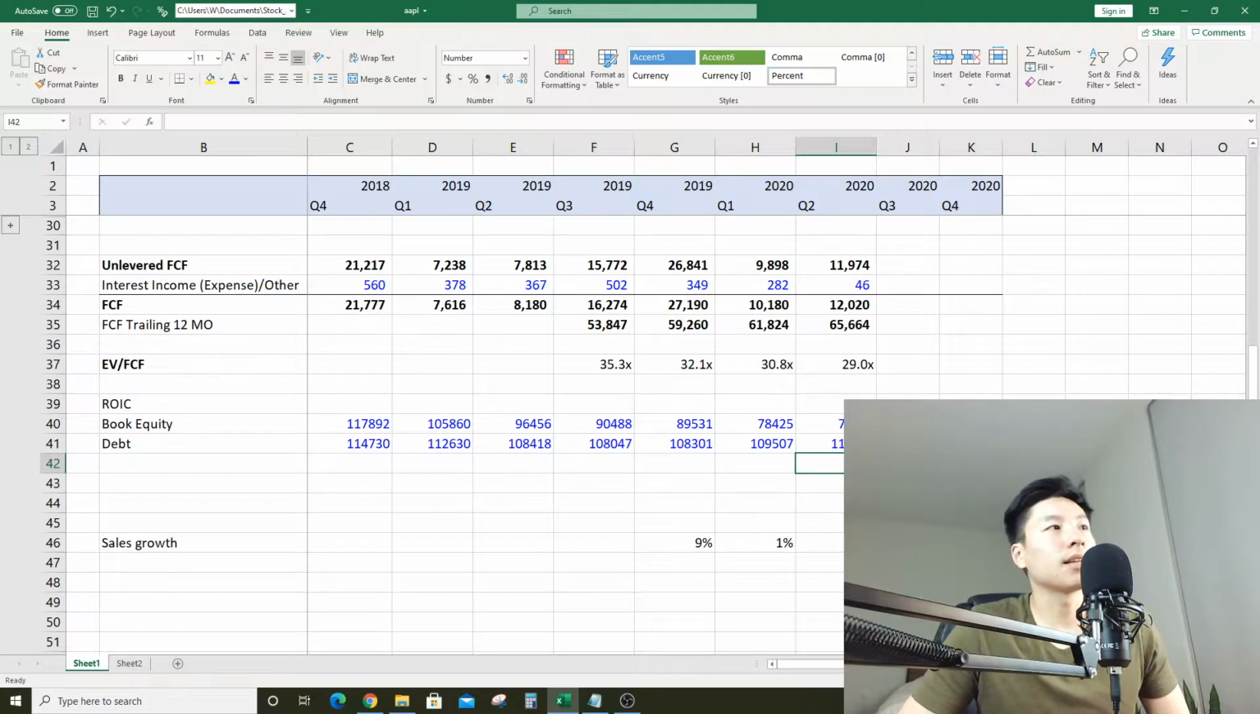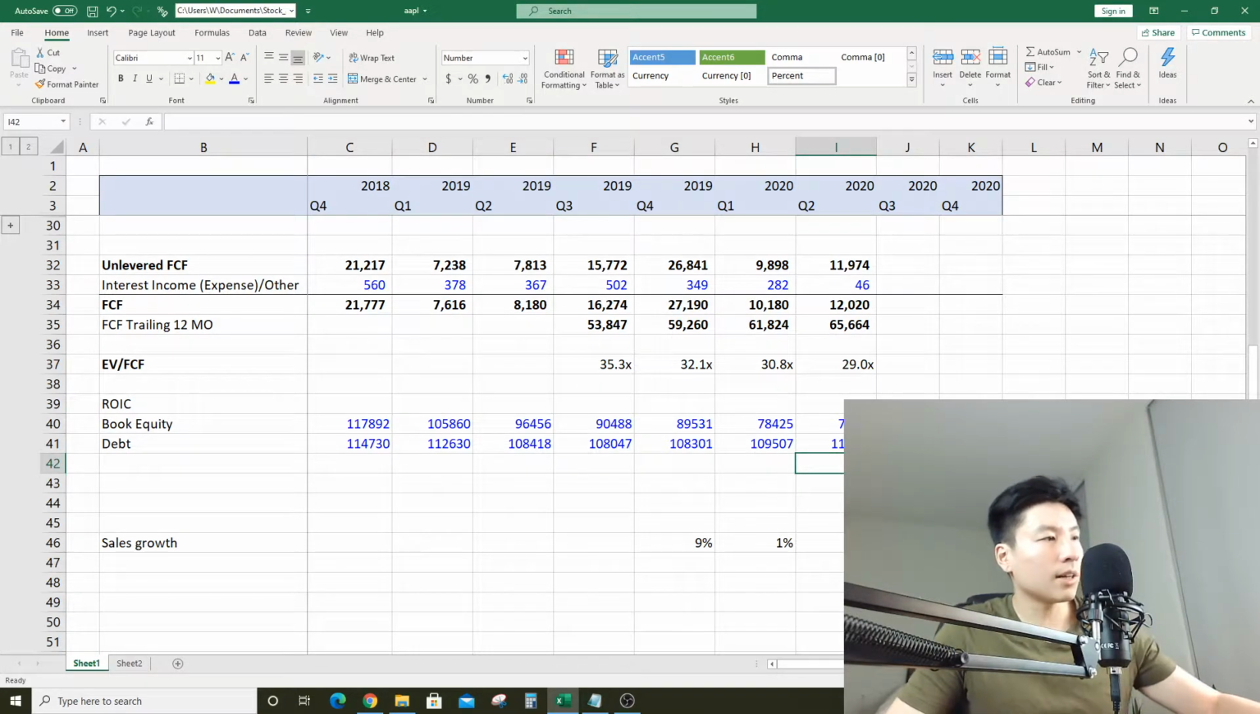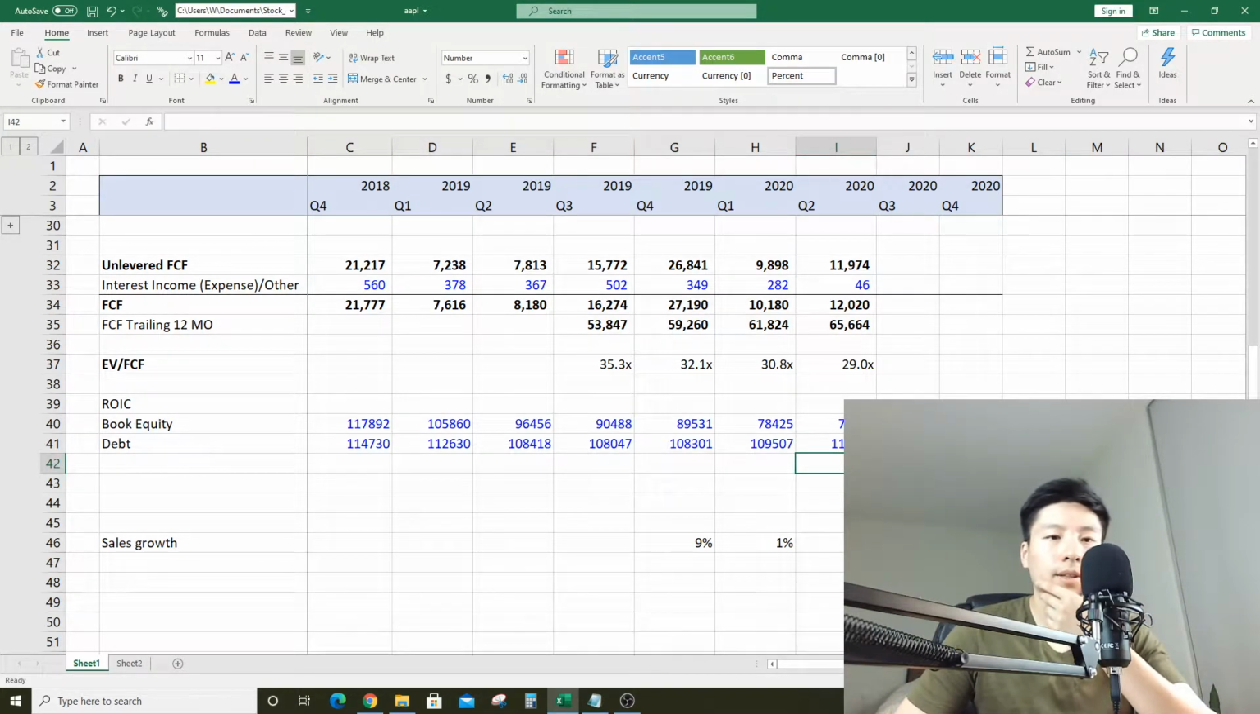So last time we left off after calculating enterprise value from free cash flow. Today we're going to calculate one other metric that's important called ROIC, and then I'm going to wrap it up with my framework for analyzing stocks. So ROIC is really a measure of how well a company generates value with its capital.